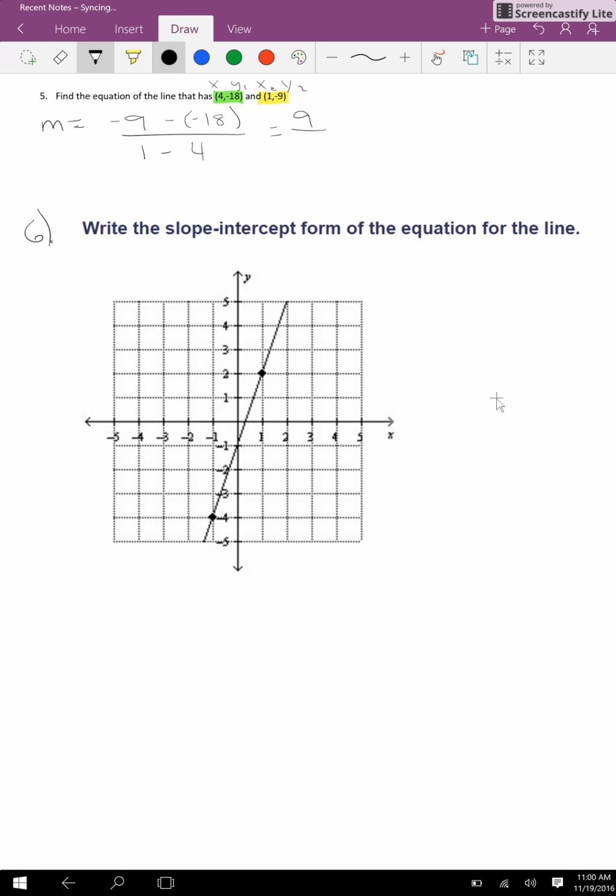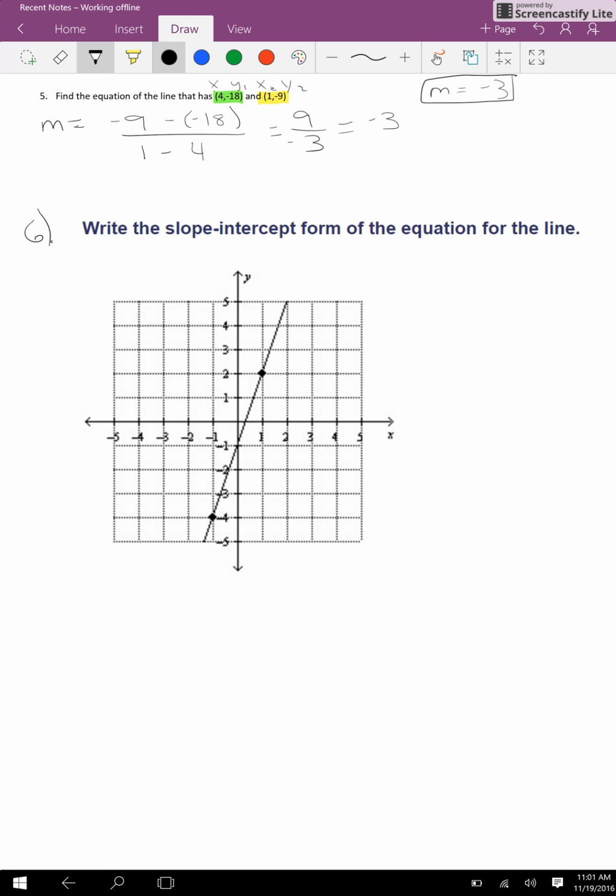So this gets you 9 over -3. Always simplify, because that's going to make your life easier. So we're going to hold off on this. I'm going to just write it over here. I'm going to box it up because we're going to use it not only in our work, but also later on in our answer.